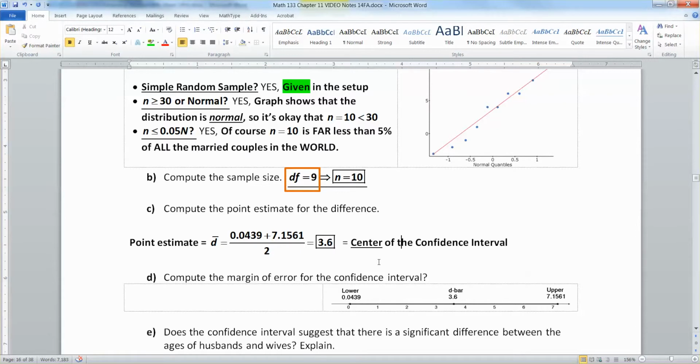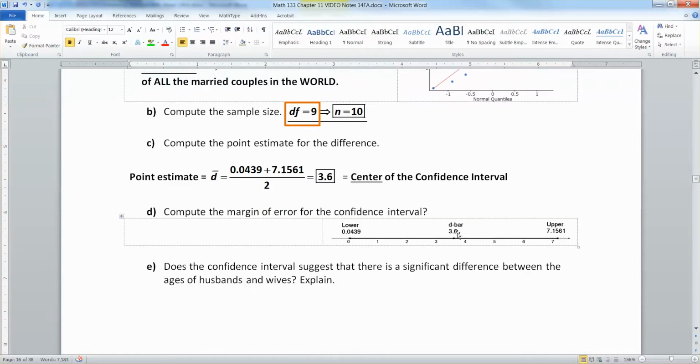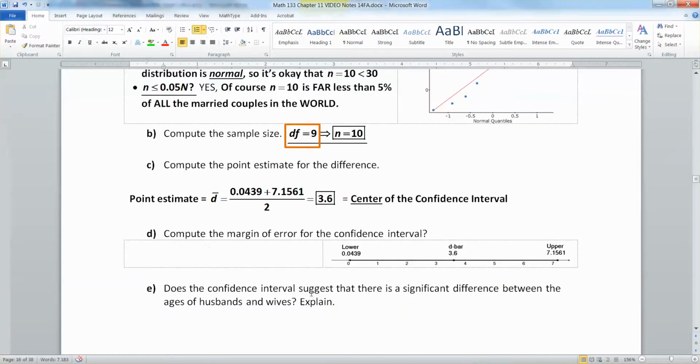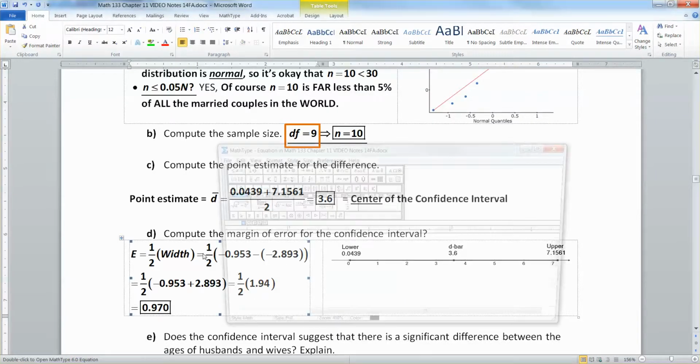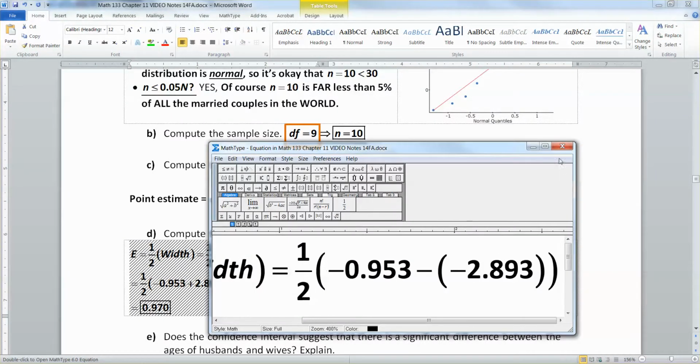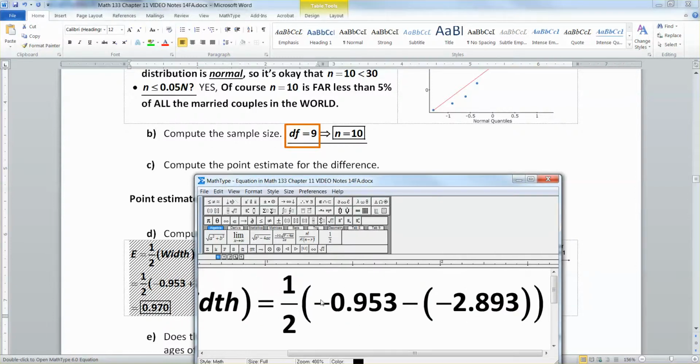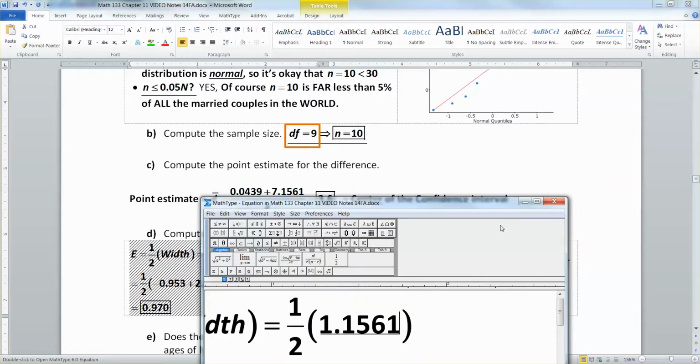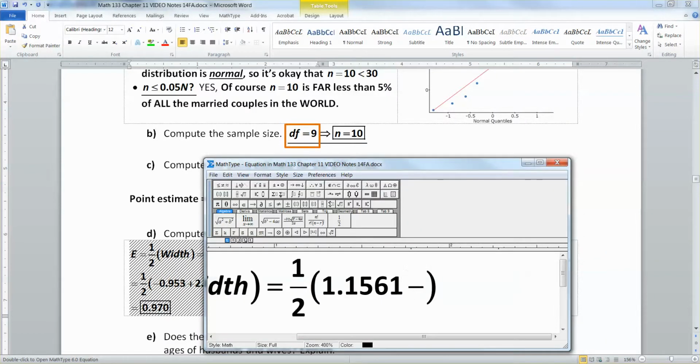All right, now we're supposed to compute the margin of error. I drew this picture down here so you could see it, but the error is the distance from the right-hand edge to the center, or from the center to the left-hand edge, or if you like, it's half the width. So I'm going to copy and paste in here and then put in the new numbers. We've got the upper edge is 7.1561 minus the lower edge of 0.0439. That's 4 decimal places.